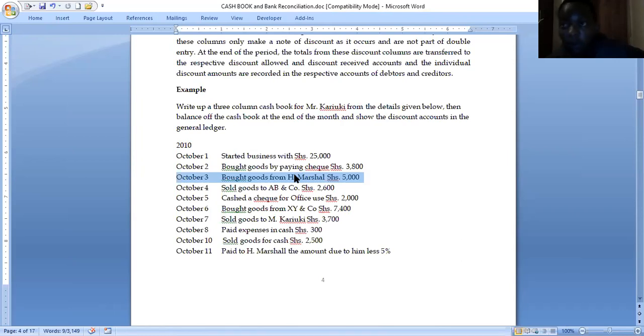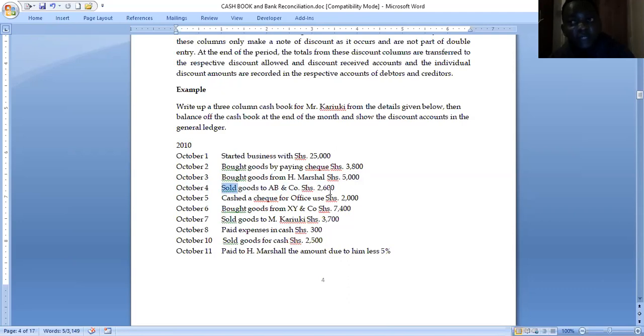So then we move on to our fourth transaction. Our fourth transaction is sold goods to AB and Company, 2,600 shillings. So which two accounts here? The two accounts are sales and AB and Company.